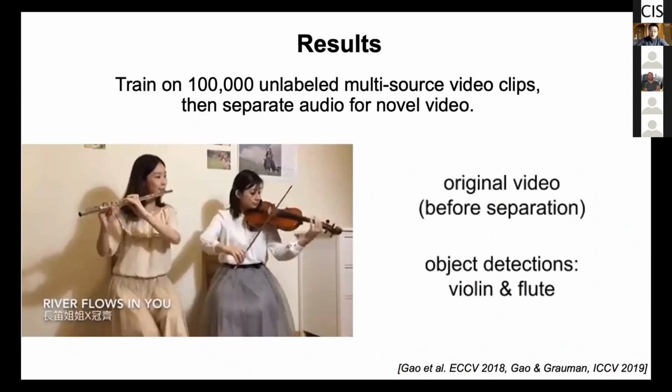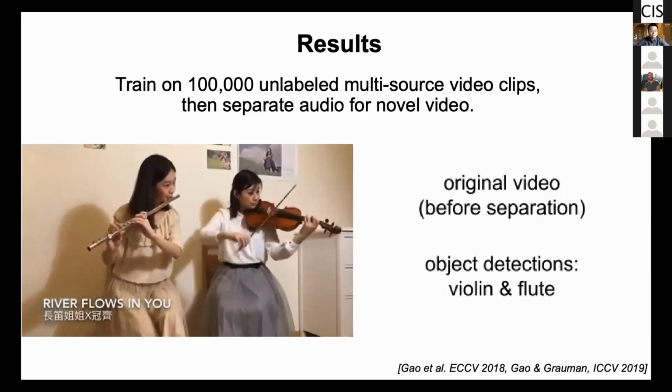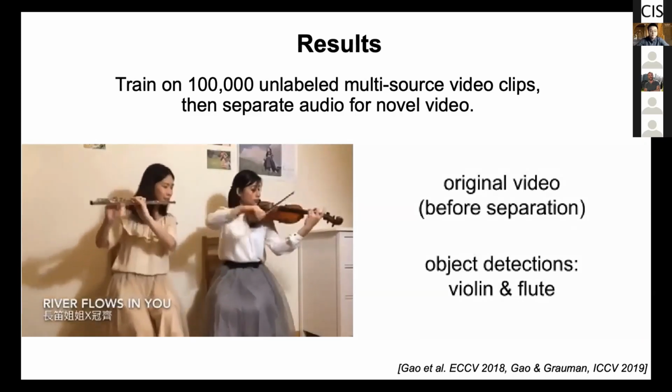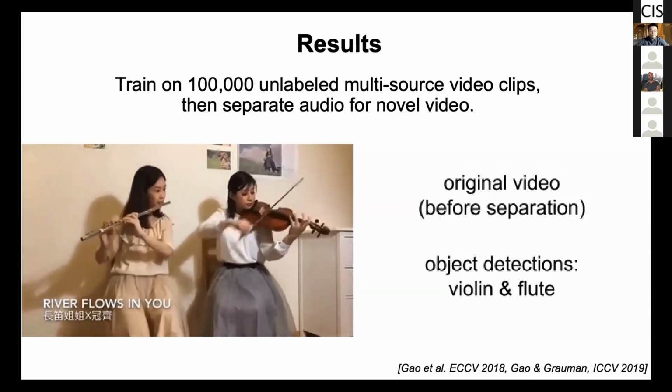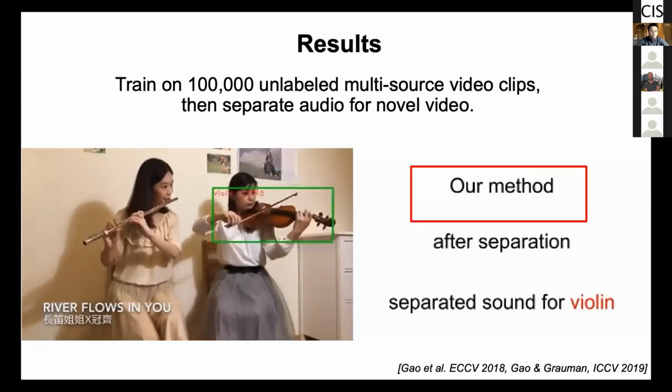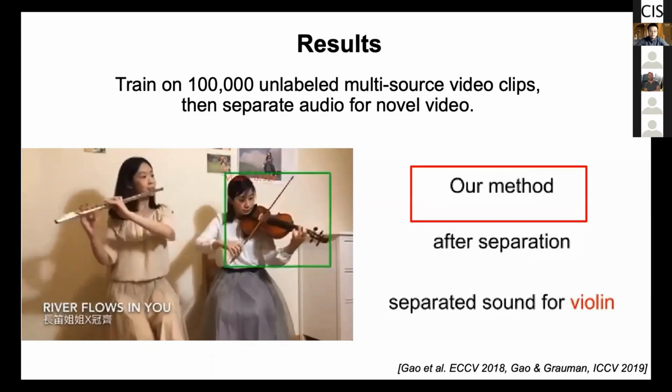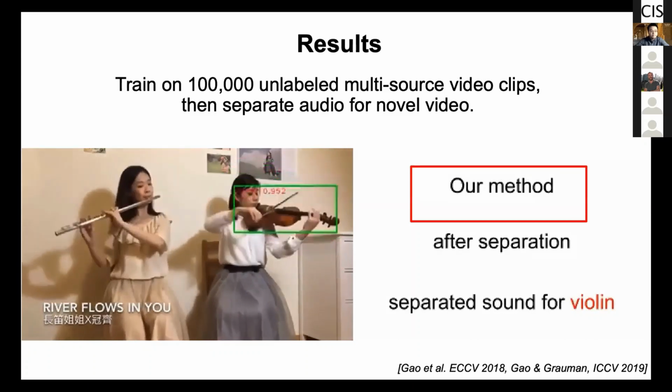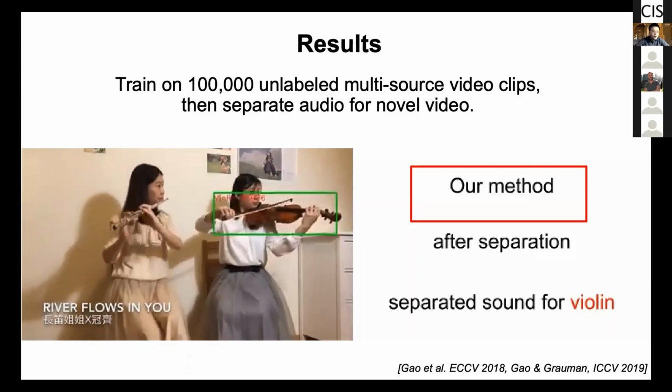So our prior work also studied other objects, such as music instruments. Here I'm going to show an example where we train on over 100,000 unlabeled multi-source video clips, and then we try to separate the audio for label testing video. Here's our original video. And we separate the audio for the violin. And we can separate the audio for the flute.